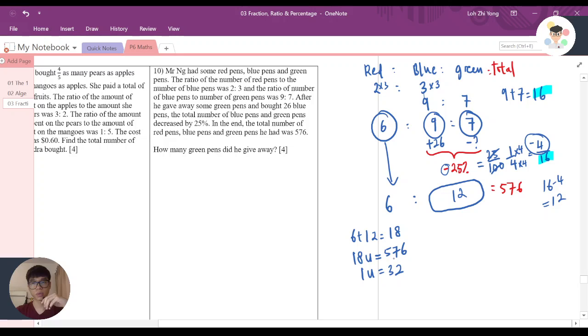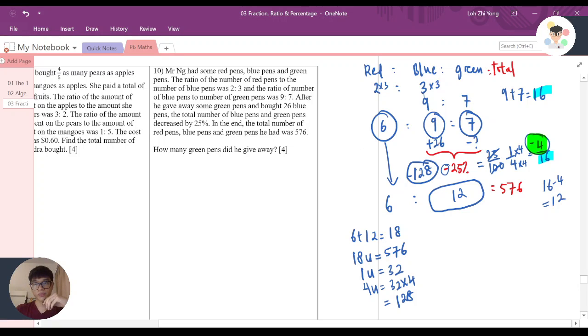And what should we do next? Yes, we found that 1 unit is equal to 32, but what can that 1 unit help us to do? That 1 unit actually can help us to recognize this. Don't forget that we have this minus 4. Means that we actually can find out how many pens we give away. So 1 unit is equal to 32. So 4 units is equal to 32 times 4, and that's equal to 128. Which means that just now we said minus 25%, it actually means that we minus 128 pens.